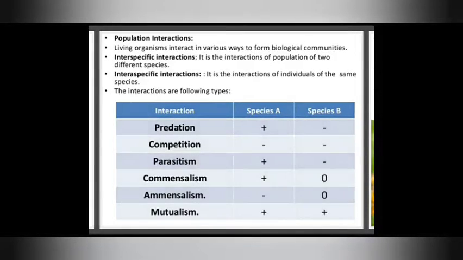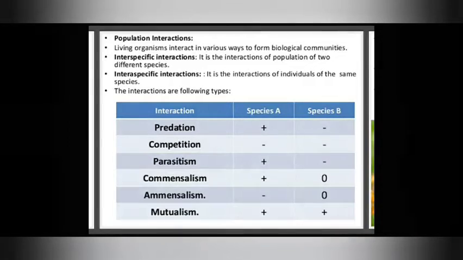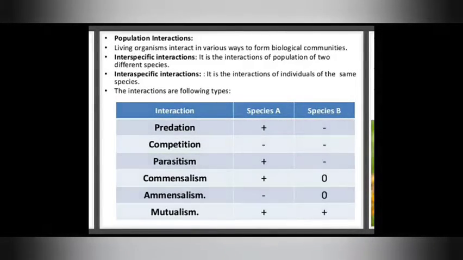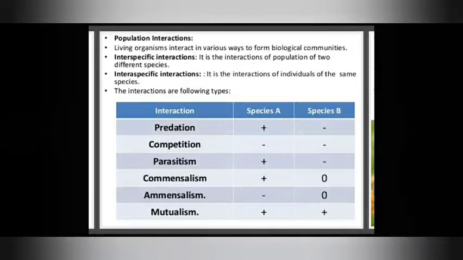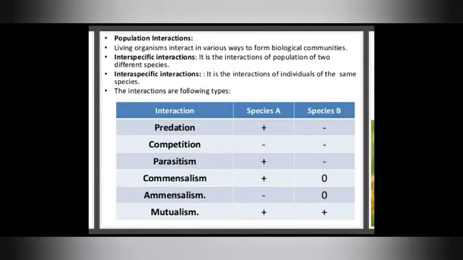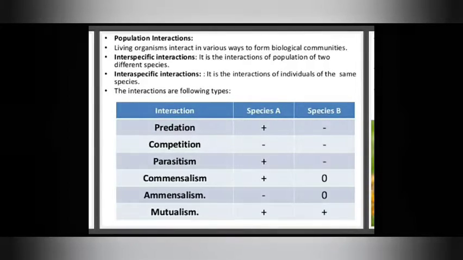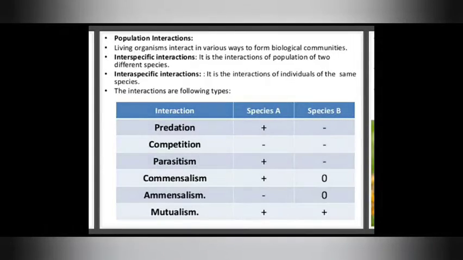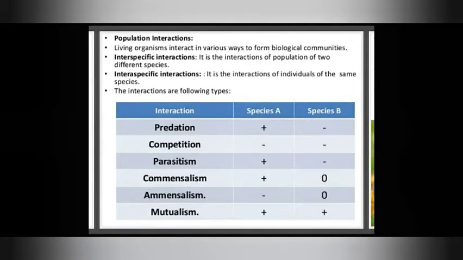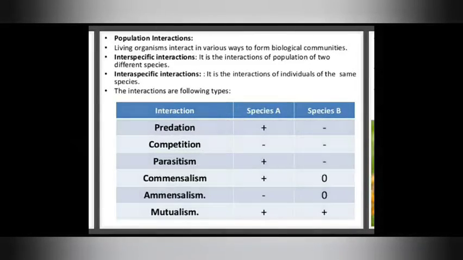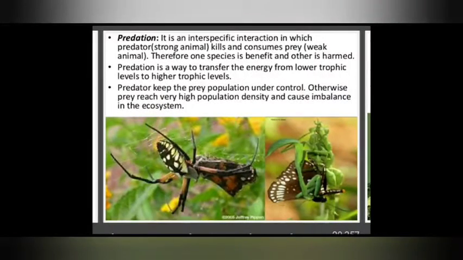Then comes commensalism, where one species is benefited but the other species is neither harmed nor benefited. So it is shown by 0. Then comes amensalism. In amensalism, one species is harmed whereas the other species is neither benefited nor harmed. And finally, mutualism, where both the interacting species are benefited. So let's now study it in more detail.